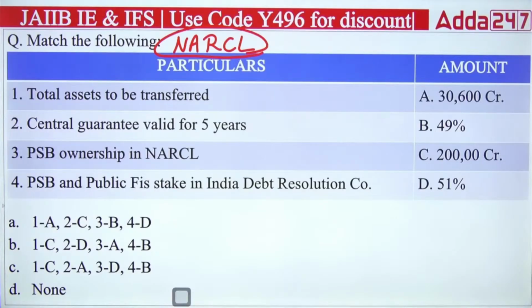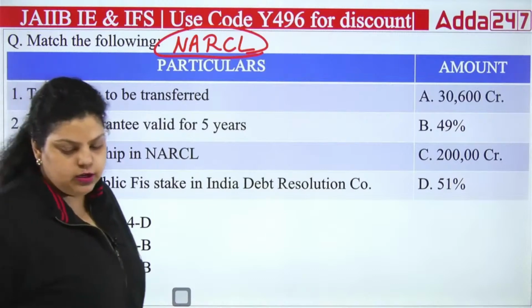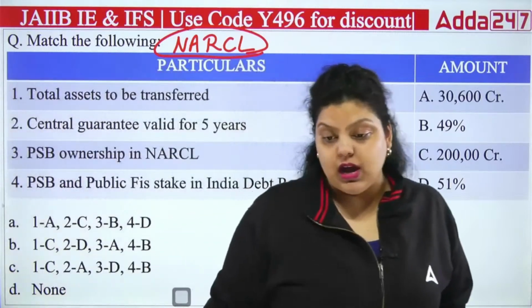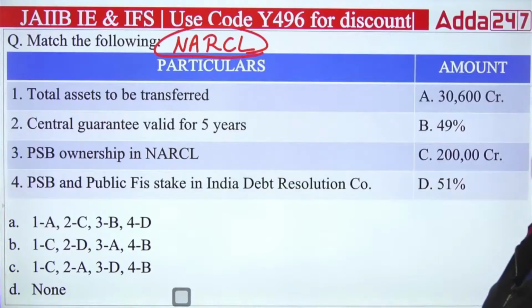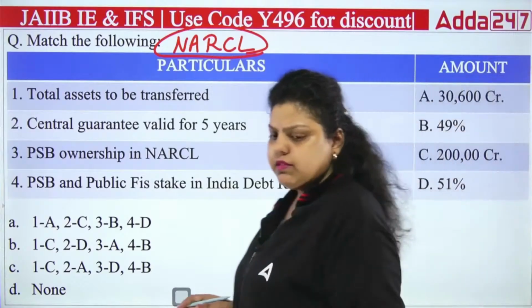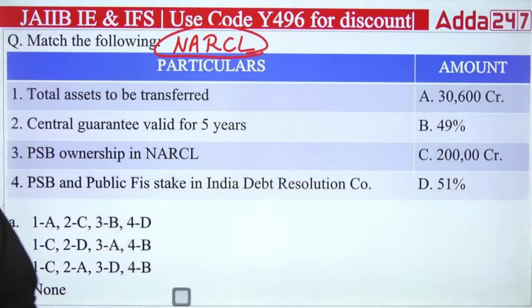Yeah, it is about bad bank. The question is related to the bad bank which was introduced by RBI, and it stands for National Asset Reconstruction Company Limited. Okay, everyone is going with the C option. Let's check. So first we can see here total asset to be transferred. So the total assets to be transferred is 2 lakh crore. So first is C. If first is C, you can eliminate the A option. It can be B or C or D.